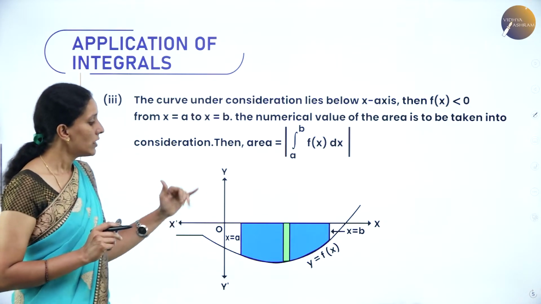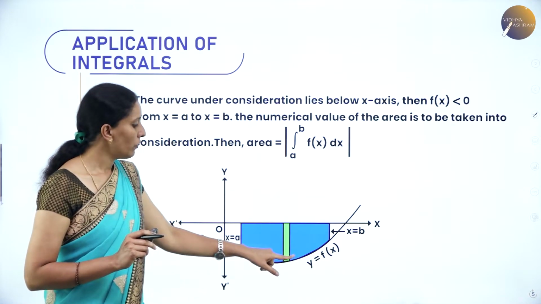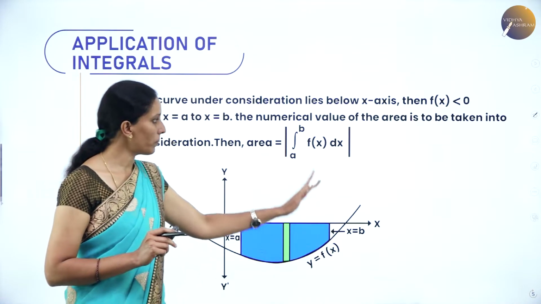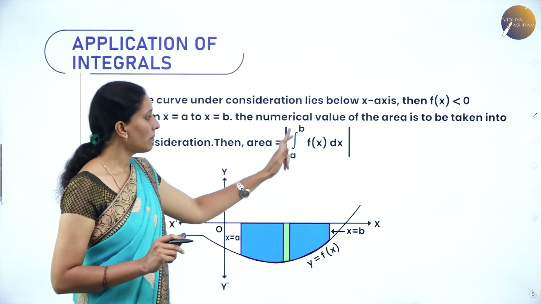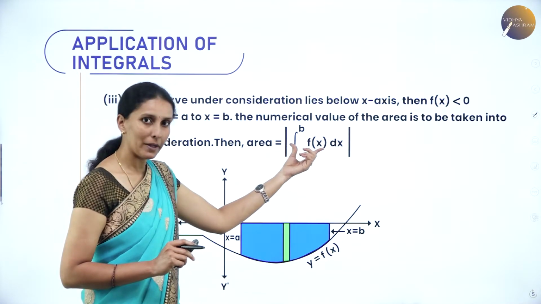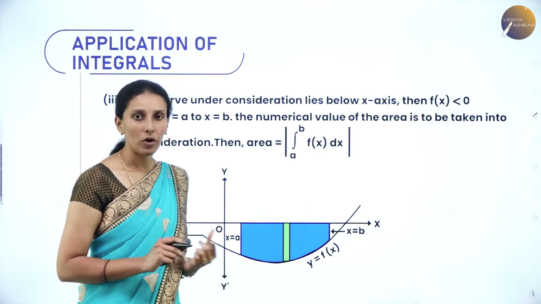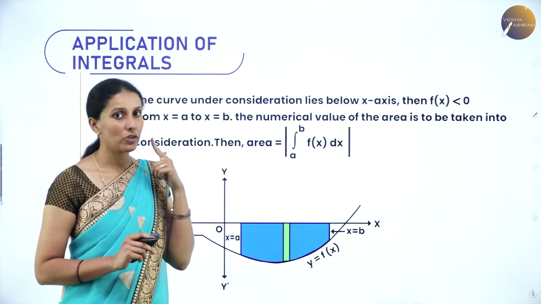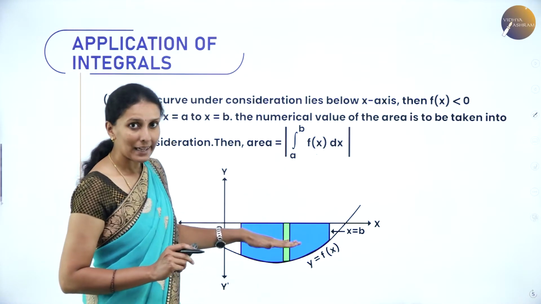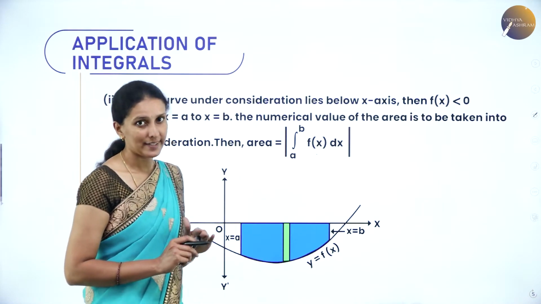So therefore, for the curve y is equal to f of x between x is equal to a and x is equal to b, the area is the integral from a to b f of x dx. If it lies below the curve, the value will become negative. We will take the modulus so that it becomes positive, because area is always a positive quantity. So this is how we will calculate the area below the x-axis.